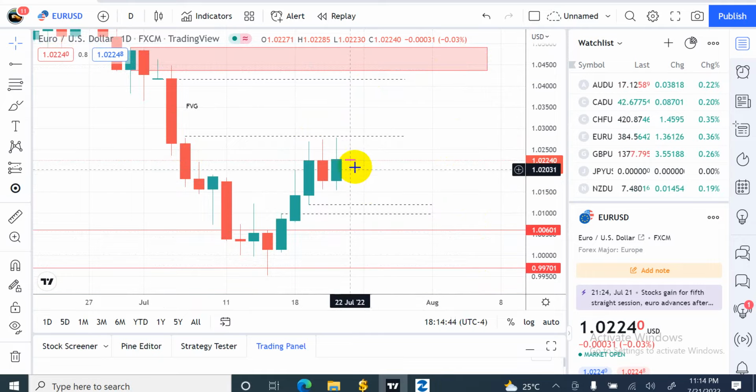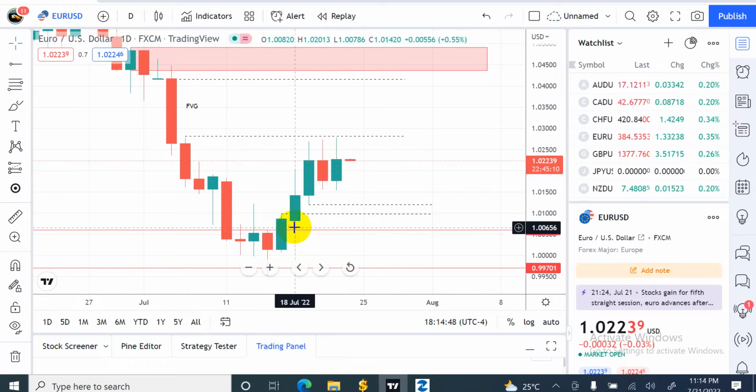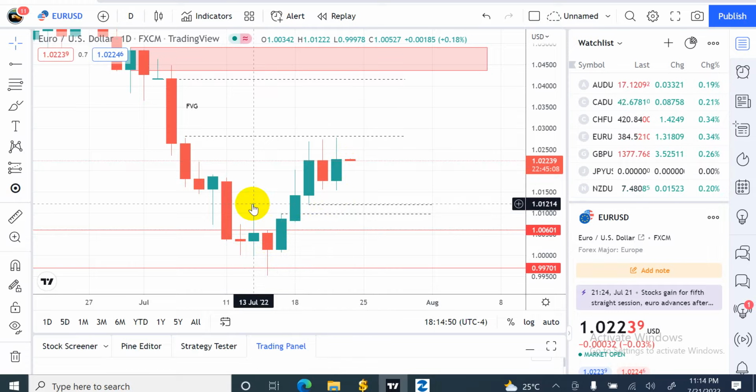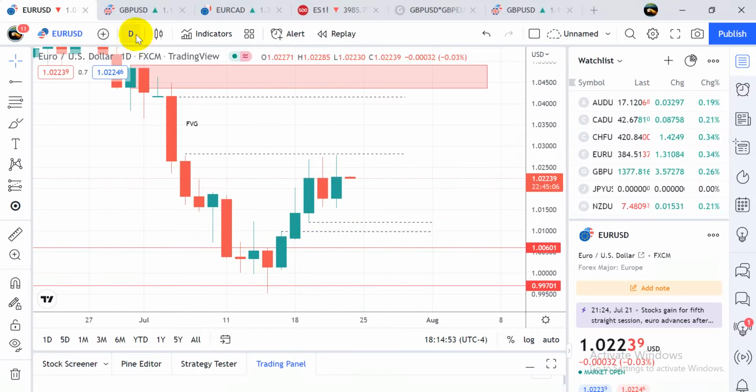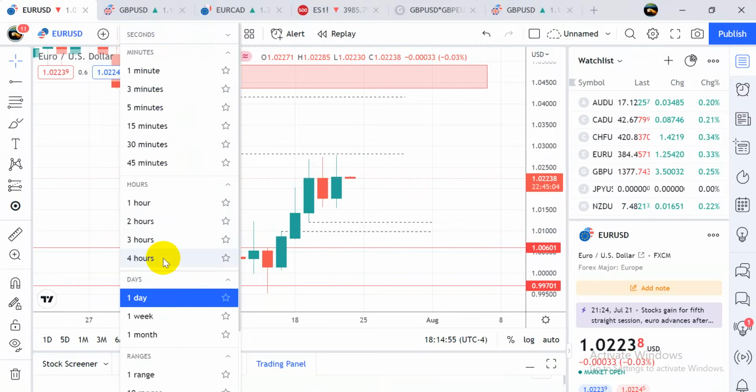For the counter trend idea, there are several opportunities you can take once price breaks market structure. Okay, let us go down to the 4 hour time frame.